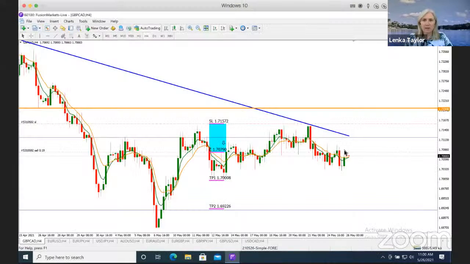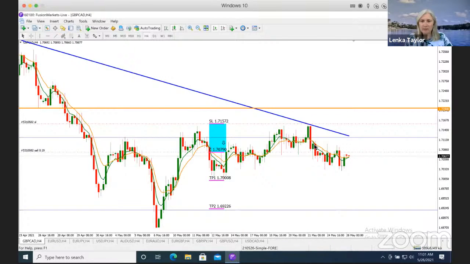I'm going to share my chart and go through some of my trades on the 4-hour time frame. So let me share the screen. Here we go. So what have we got here? First I'm going to start looking at Gbp Cad. Gbp Cad is a trade that I entered short last week.